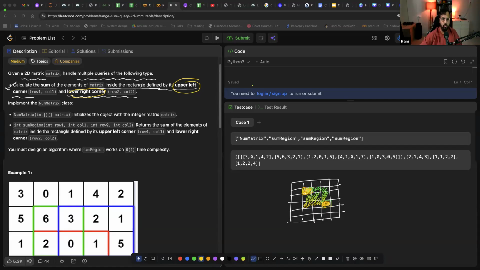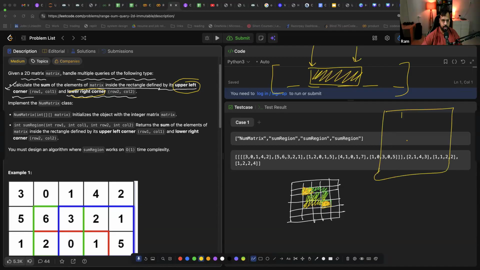Just like in 1D range sum, we had some numbers and they gave us one coordinate here and one coordinate here, and we needed to find the sum of everything in between. Similarly, now it is in 2D. We have a matrix, and they are saying we will give you any square or rectangle, and you need to find the sum of all the numbers in that rectangle. Are you able to find familiarity with the 1D version of the question?